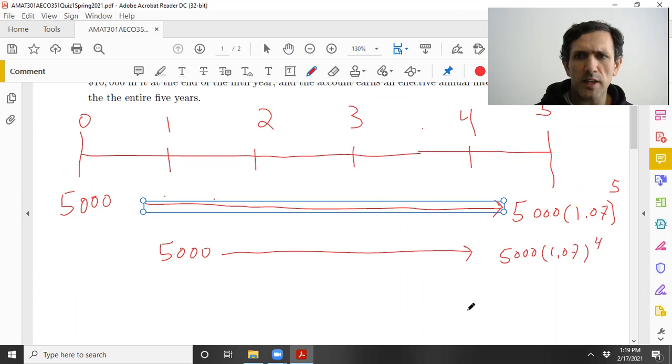Now we have the minus X here, and that's at the end of the fourth year. Well, that accrues 1 year of interest. So minus X times 1.07. Let me make this a little neater. Not that it matters much, but it bothers me a little bit when it's not very neat.